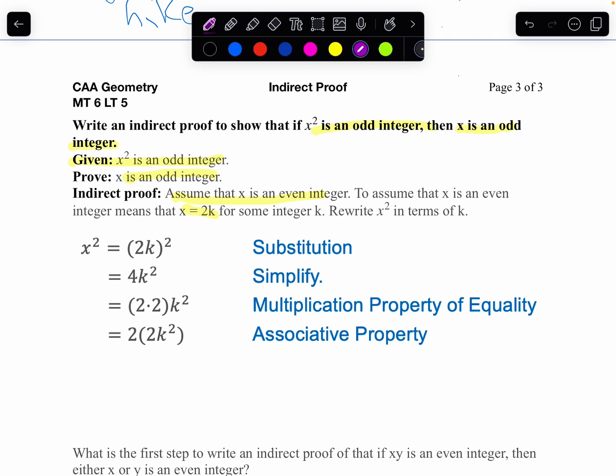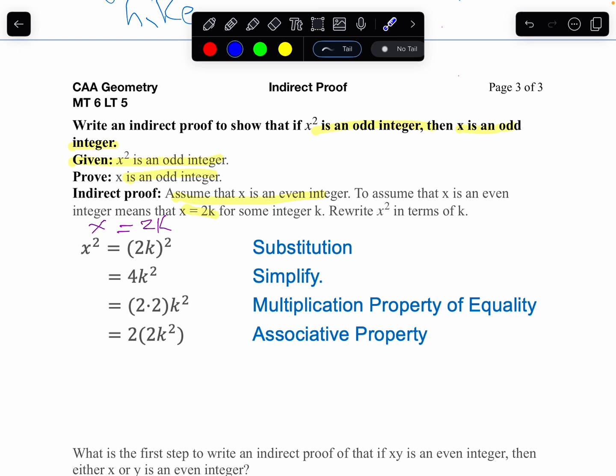I probably should have put that in my first part. So x equals 2k. Now if I square both sides, notice I get x squared is 2k squared, because I'm taking that even number and squaring it. If I do 2k squared, I'll get 4k squared, because 2 squared is 4. I can factor 4 into 2 times 2. So then I've got 2 times 2k squared.